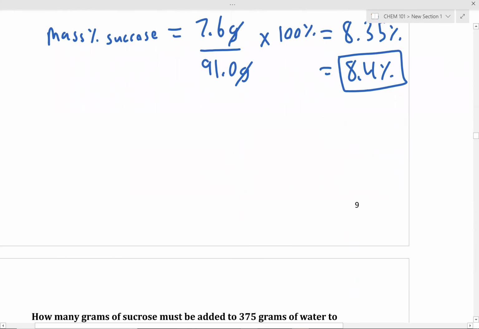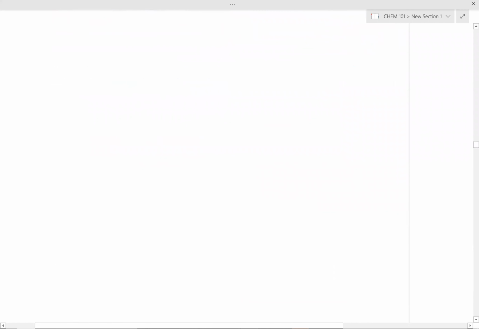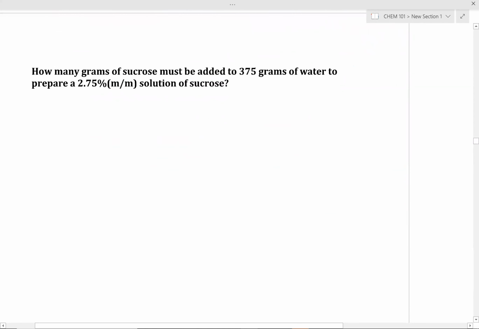So what I'm now going to do is let you loose on the following second example. I'd like you to tell me how many grams of sucrose need to be added to 375 grams of water to prepare a 2.75 mass percent solution. And be very careful with this problem, because you need to consider the mass percentage is the mass of solute over the total mass of solution. So you may need to use some algebra. I'll be walking around to check to see how it works.